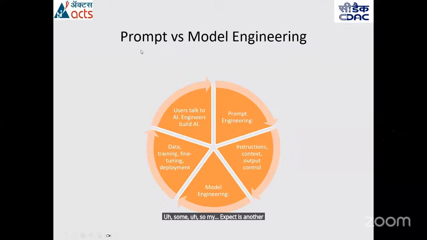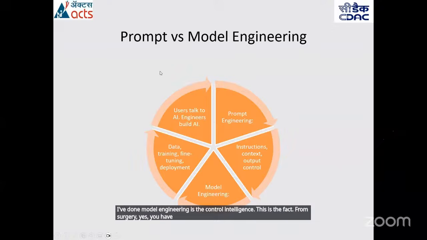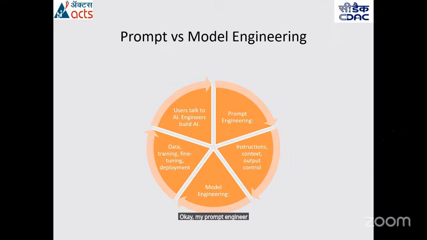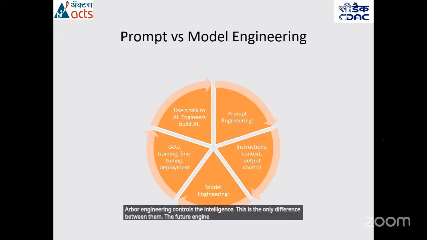So prompt engineering controls the behavior, and model engineering controls the intelligence. This is the fact. Yes, you write a prompt in any field and it replies with the output, but prompt engineering controls the behavior, how to apply it. And model engineering controls the intelligence. This is the main difference between them. So future engineers must understand both of them. Okay.